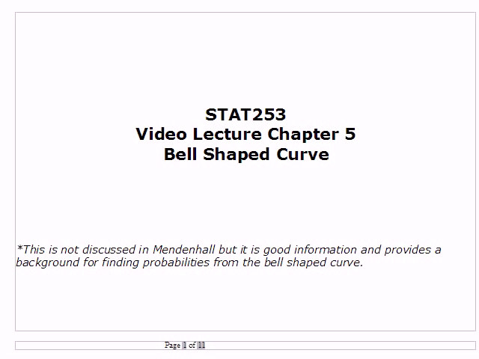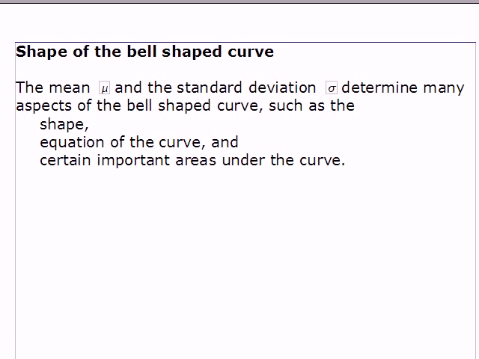This is a lecture on the bell-shaped curve, also called the normal distribution or the Gaussian distribution. What I'm presenting here isn't discussed directly in the Mendenhall text, but there are some very useful rules of thumb here. The shape of the bell-shaped curve is totally determined by the mean and the standard deviation of the data.